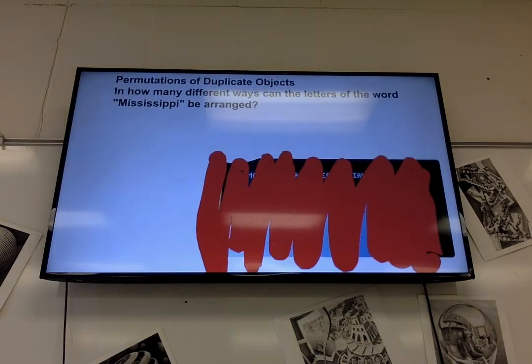Okay, duplicate objects. So, how many ways can the letters of the word Mississippi be arranged? Well, you can't just count all the letters and say it's that many factorial because some of the letters have been repeated. So like if I take Mississippi and take the 2 S's or the 2 P's and flip them around, it doesn't change the order. So we want to know how many different ways we can rearrange all those letters, but take into account all of the repeated letters.